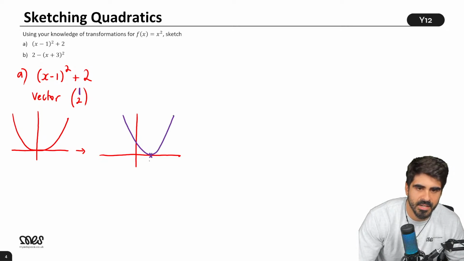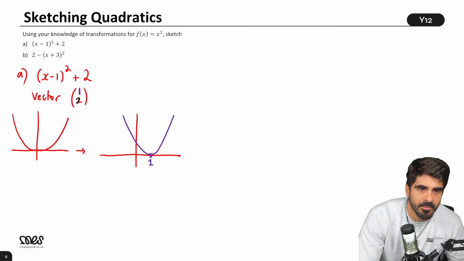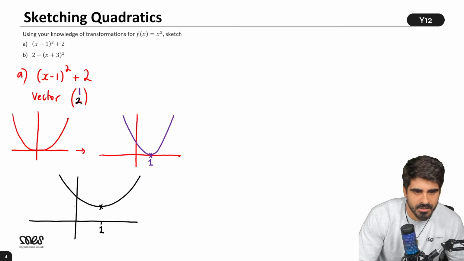So then this point here is now at 1. And then the second thing we're going to do is we're going to move it up by, what color should we use? Black. Now we're going to move it up by 2. And there you're going to get your answer. It's going to be something like this. What a beautiful image, mate. So that's 1. And this point, I guess, is 2.